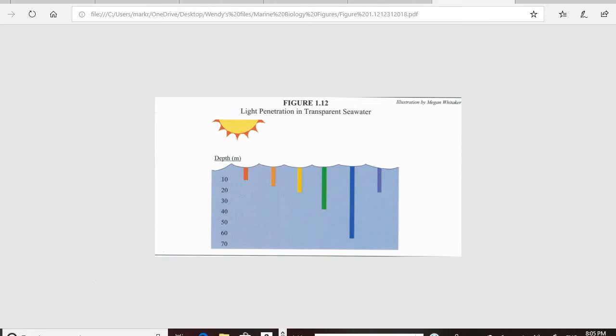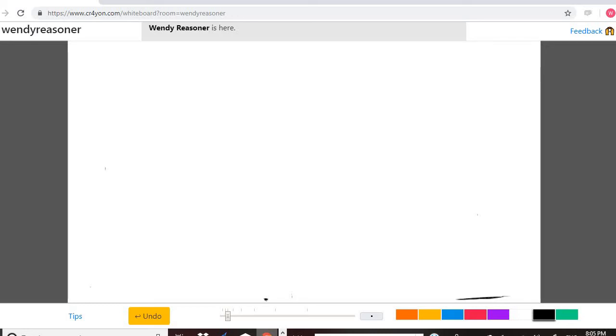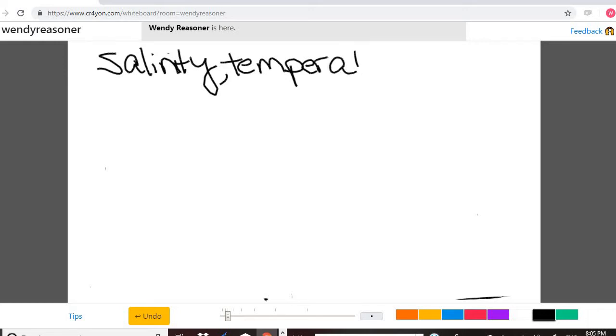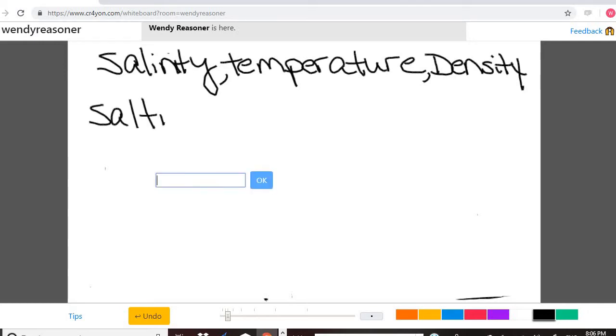Let me go back to the whiteboard before we talk about this figure. How do salinity, temperature, and density, how do those all relate to each other when we talk about the ocean? So as water gets saltier, as you might imagine, as it becomes saltier, it becomes more dense.